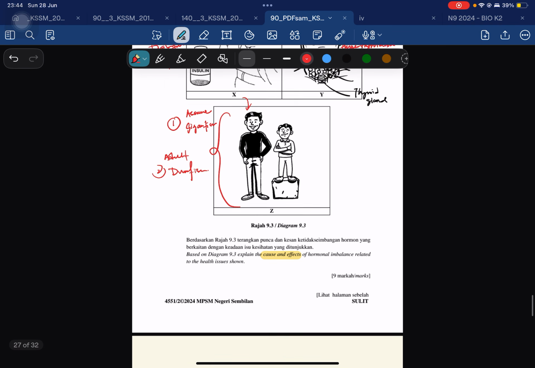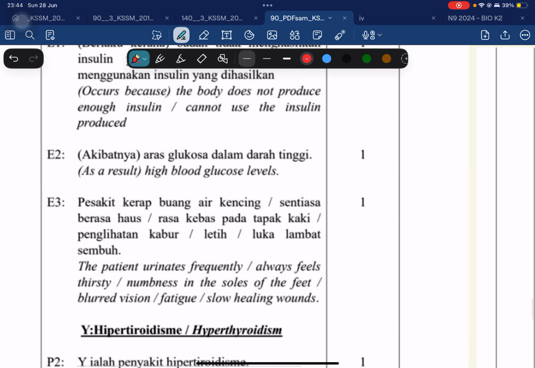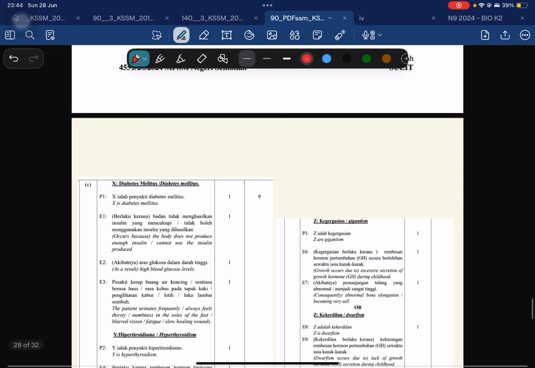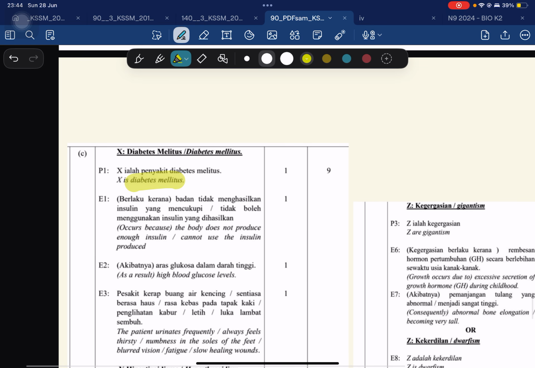Okay, for diabetes mellitus, just look at the questions first. We just mentioned about it. Okay, diabetes mellitus, for sure we can get a mark. We already have 1 mark. Why does it occur? Because your body does not produce enough insulin, or you can say the body doesn't produce enough insulin, or even cannot use the insulin produced. But I prefer to use body cannot produce enough insulin.